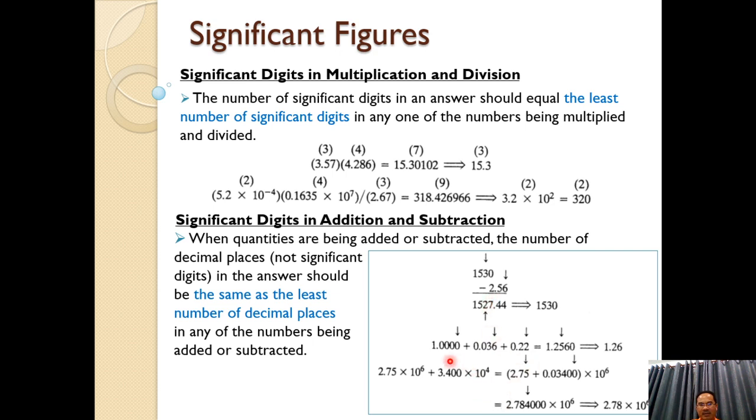And the next example: we have 1.000 plus 0.06 plus 0.22. For this case, the minimum number of decimals is 2, so the answer should have 2 decimals. The value is 1.28, so the answer should be only 2 decimals. That's right. This is also the same. It gives you the significant figures.